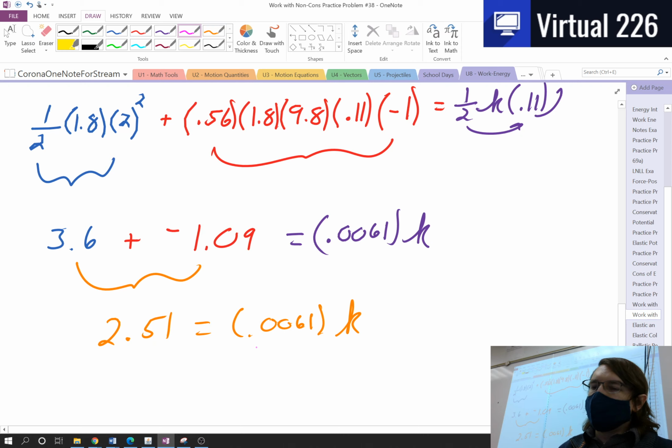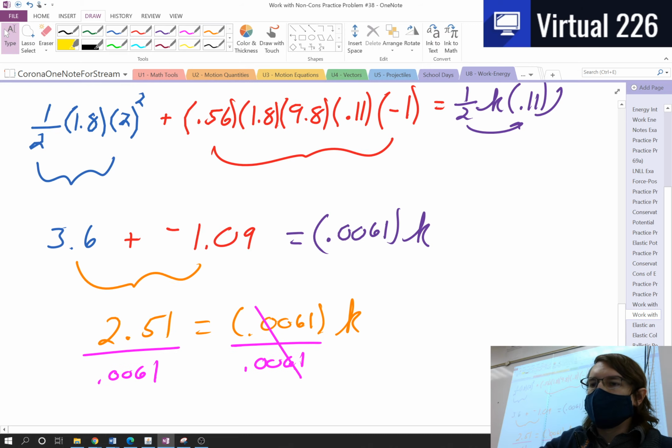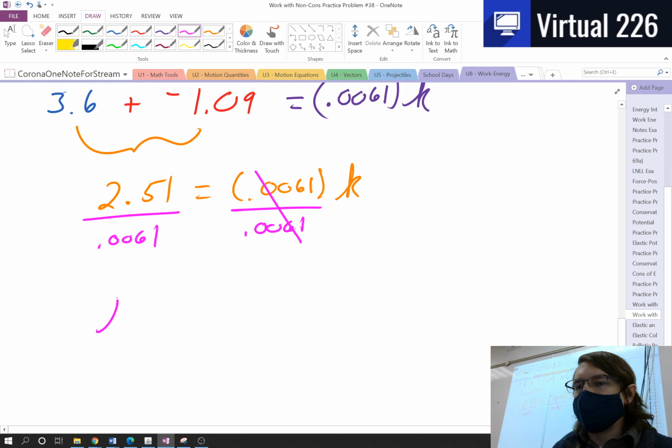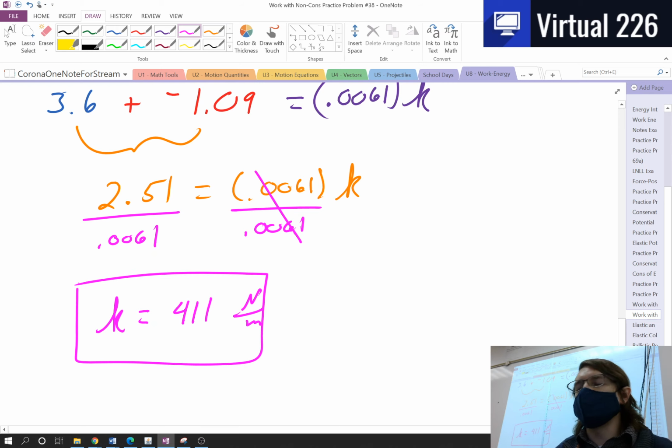And then we're almost finished. If we just divide by 0.0061, we find our K value as being approximately 411 newtons per meter. And if you didn't round to get the 0.0061, if you had 0.00605 or whatever, this would be a little bigger. It'd be like 415. But, you know, within rounding reasons, that's a great answer for us there.